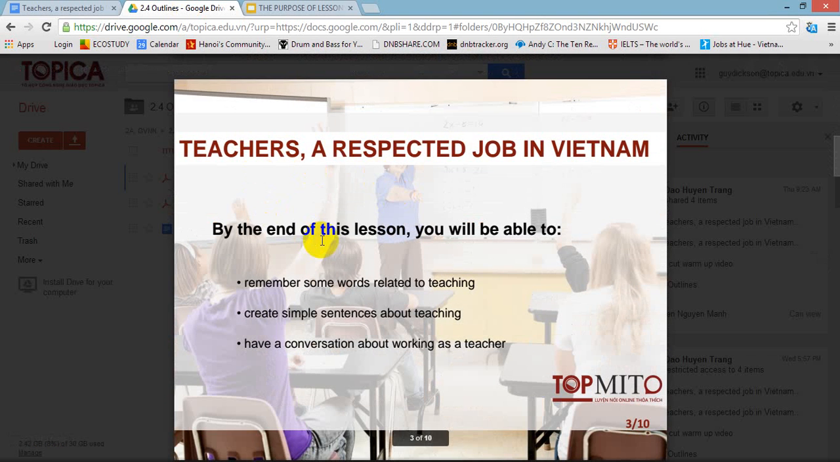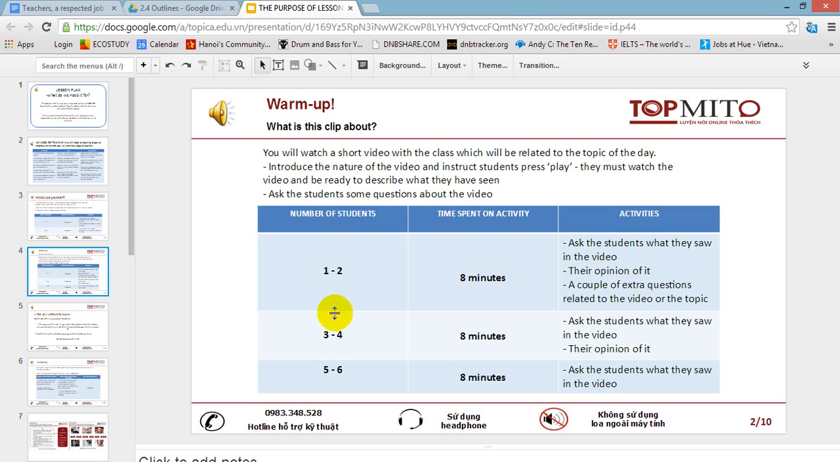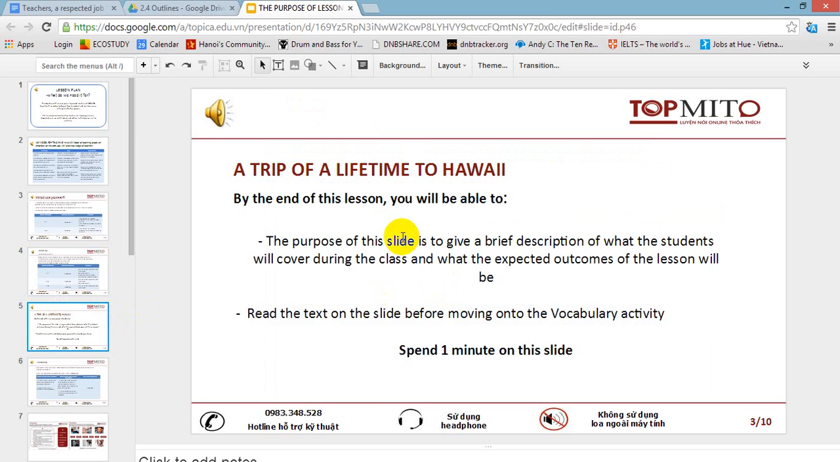Okay, on the next slide, this is where we give an outline of what we will learn in today's lesson. So this just gives the students a brief description of what they're going to learn, and we should only spend about 1 minute on here. This is just a very quick slide.